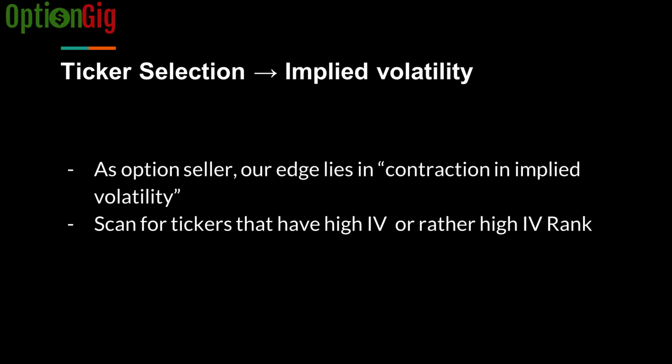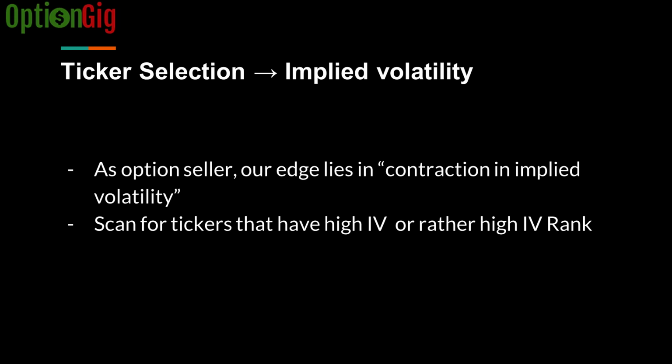Alright, next one is selection of a ticker based on implied volatility. I think this is very important because as an option seller, our edge lies in the contraction of implied volatility. This means we need to look at tickers which have high implied volatility, or better, a high implied volatility rank. If you want to understand the difference between IV and IV rank, go back and look at the video on volatility and its variants, where I've explained in detail the different variants of volatility and how IV rank is better than IV.